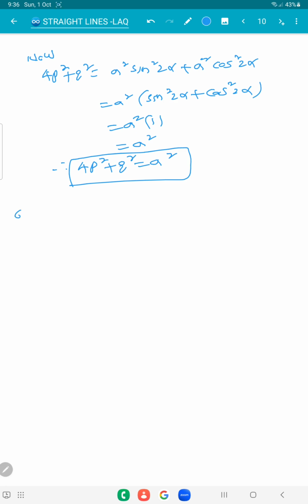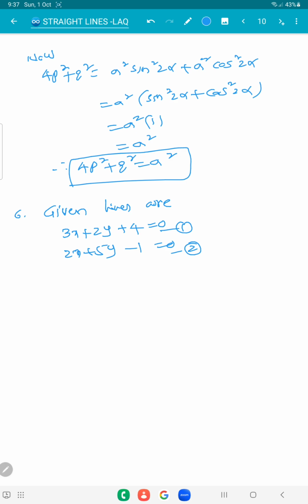Sixth question, listen to me. Find the equations of the lines passing through the point of intersection of the lines. So given lines are 3x plus 2y plus 4 is equal to 0, 2x plus 5y minus 1 is equal to 0. Let it be 1 and this one be 2. So let us find the point of intersection of these two.